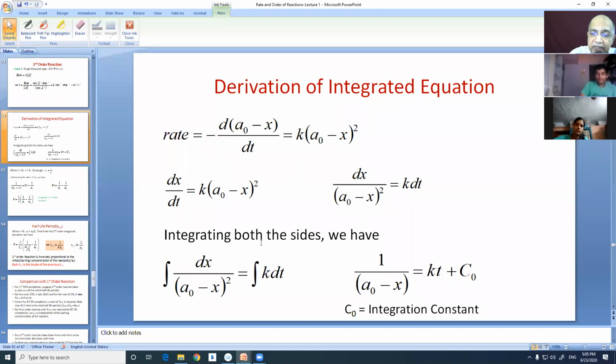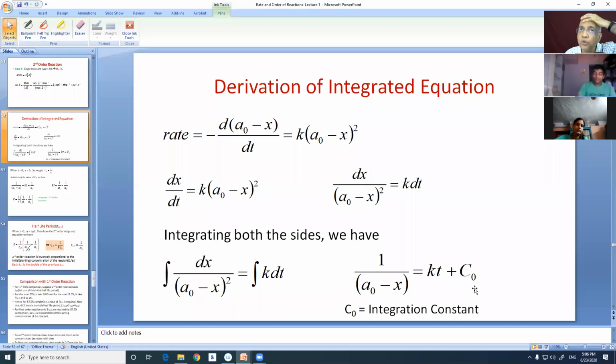Integrating both the sides, I remind you that the integration of x to the power n dx is equal to x to the power n plus 1 divided by n plus 1. That you know. If you do not know, you will know. Since there is a minus and another minus, ultimately it will be plus. So the value of this integration will be 1 by a0 minus x, because it will be minus 1, so it will come down. And if you take this as t, another minus sign will come, so ultimately it will be plus kt plus integration constant.